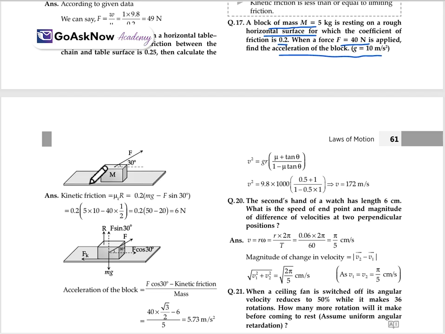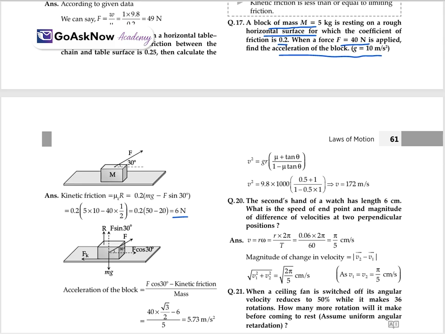So here we have, I will just draw the diagram according to the need. We get mass m, angle is 30 and the force is F. Kinetic friction is mu R. Then we just substitute the value, 0.2 (mg minus F sin theta). When we solve this, we get F equals 6 Newton.